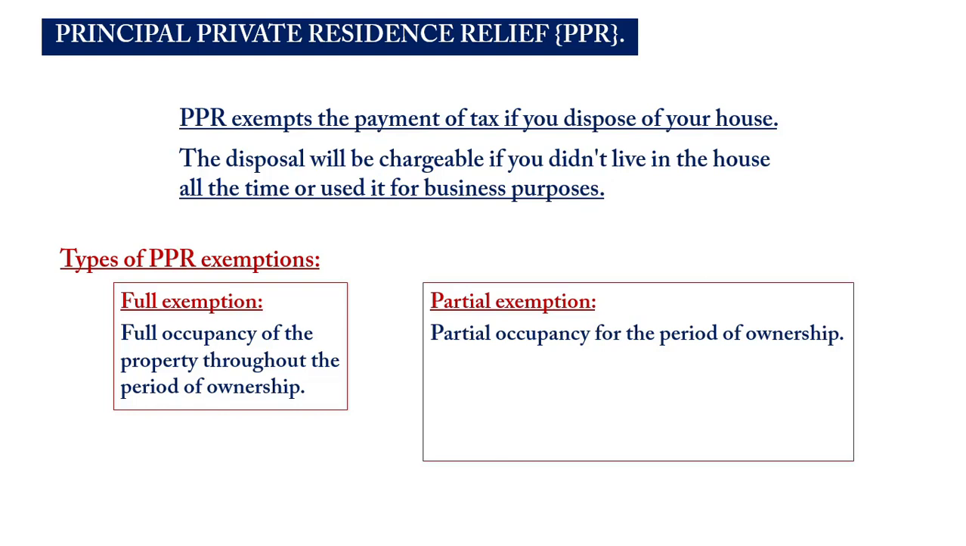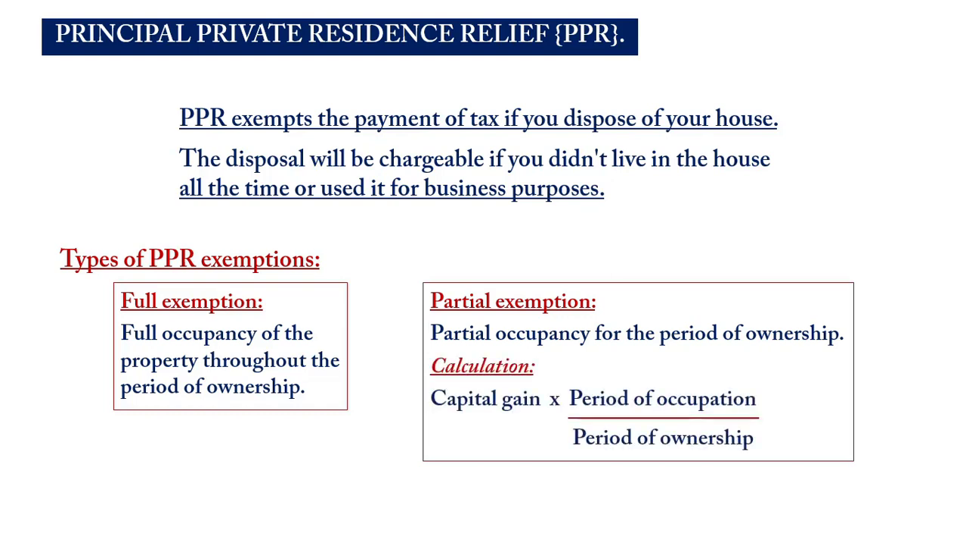Some periods were not occupied. That is what we call the partial exemption. So the partial exemption is the capital gains that has been estimated. Then you multiply by the period that the building was occupied. Okay, that was before it was sold. So the entire period of ownership, the number of times that it was occupied, divided by the entire period that the person owned it. That will be the amount of PPR that will be given against the capital gains.